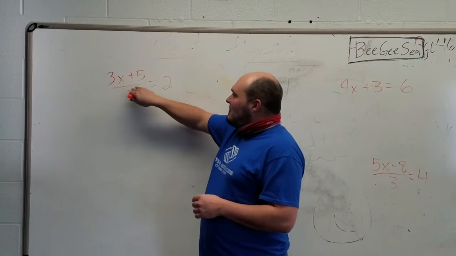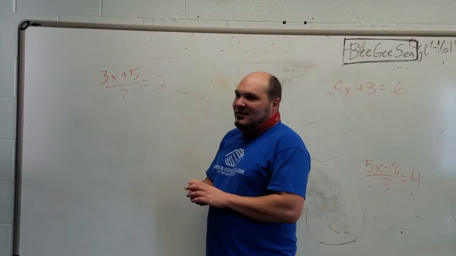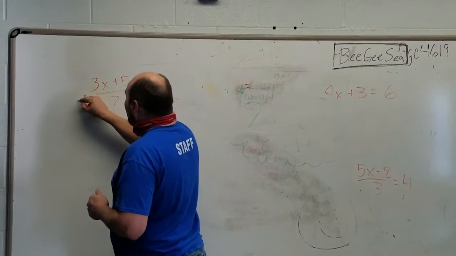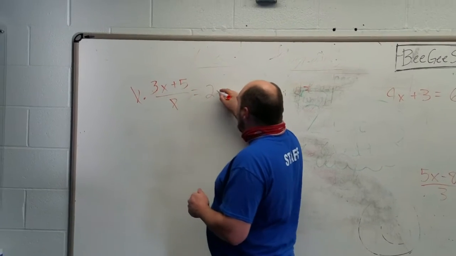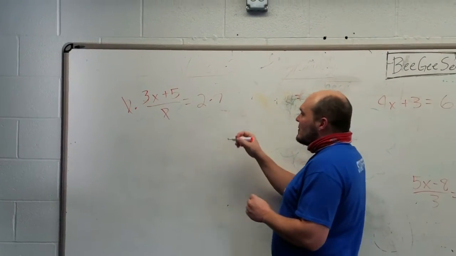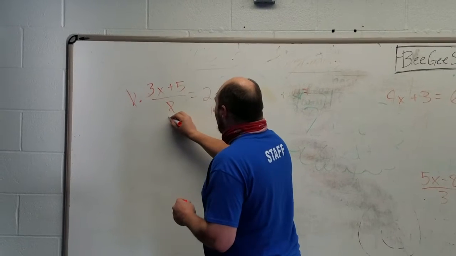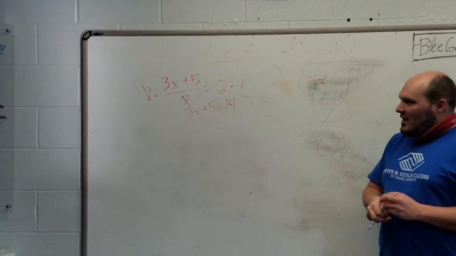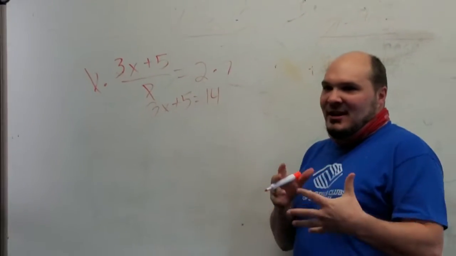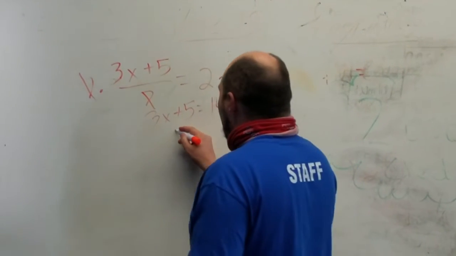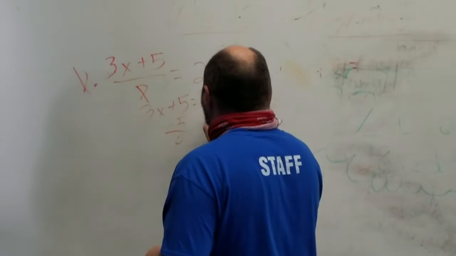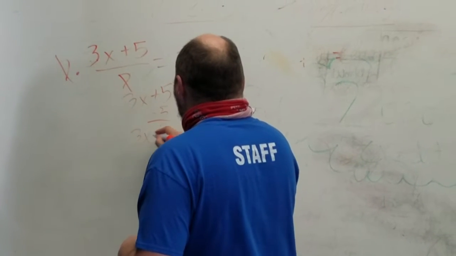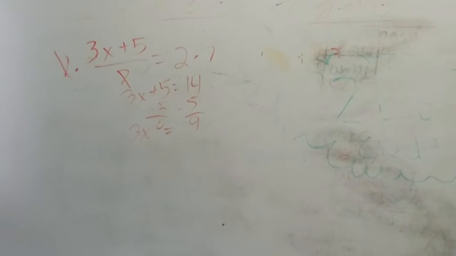So here we're going to start with the bottom of the denominator of the fraction. It says divide by 7, so we're going to multiply by 7 on both sides, which will cancel out the 7's. And over here, 2 times 7 equals 14. So our new equation is going to be 3x plus 5 equals 14. Then we're going to get rid of that plus 5, and how we do that is the opposite, which would be subtraction. So we're going to subtract 5 on both sides. Which will leave us with 3x equals 9.